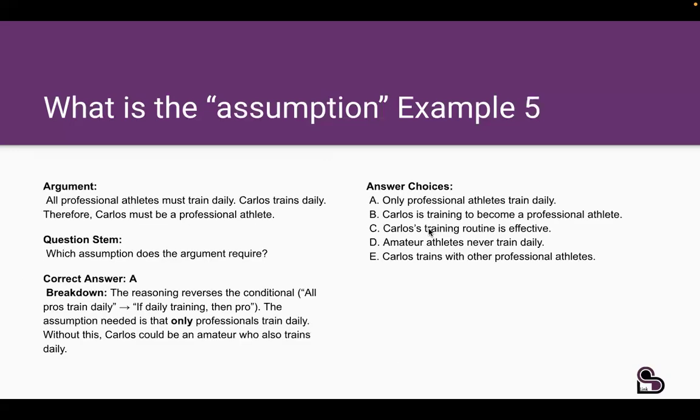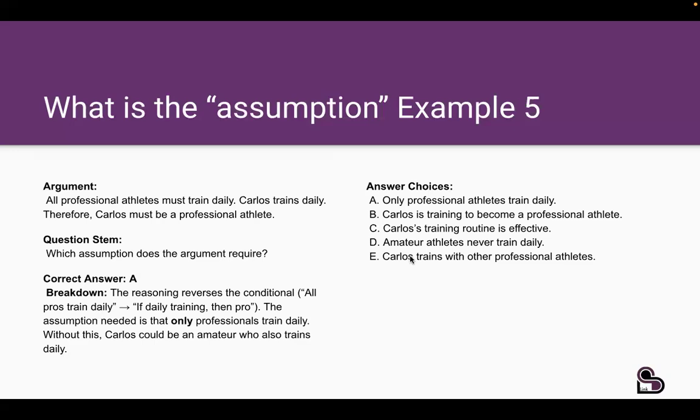Last one. Argument: all professional athletes must train daily. Carlos trains daily, therefore Carlos must be a professional athlete. I feel like this is so standard. Which assumption does the argument require? A, only professional athletes train daily. B, Carlos is training to become a professional athlete. C, Carlos's training routine is effective. D, amateur athletes never train daily. E, Carlos trains with other professional athletes.